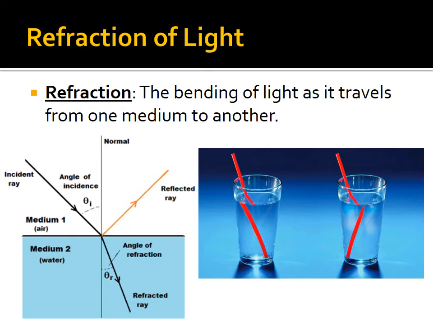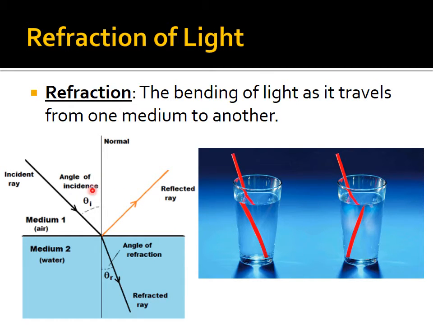Refraction is the bending of light as it travels from one medium to another. By medium, I mean any substance that light can travel through. In this picture on the right, the light is traveling through water, and you can see that the straw appears to be bent in the water. It's not actually bent; it just appears that way because of the way the light travels in that medium.